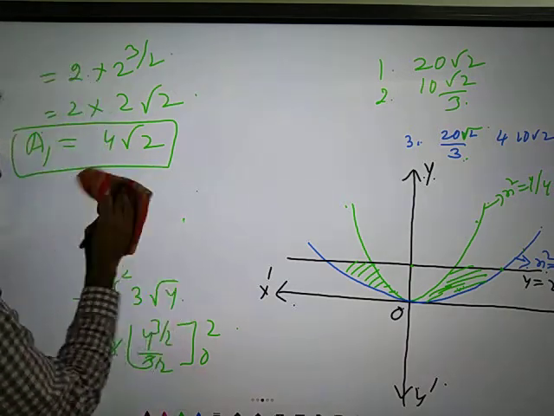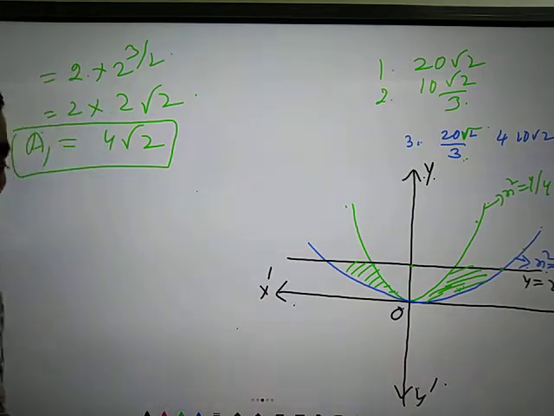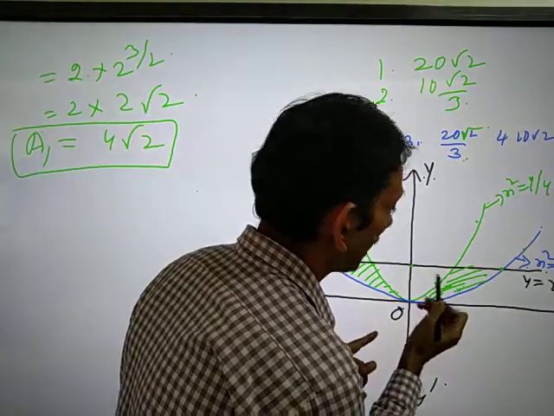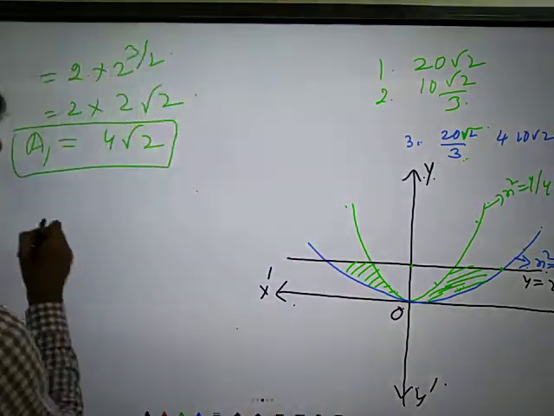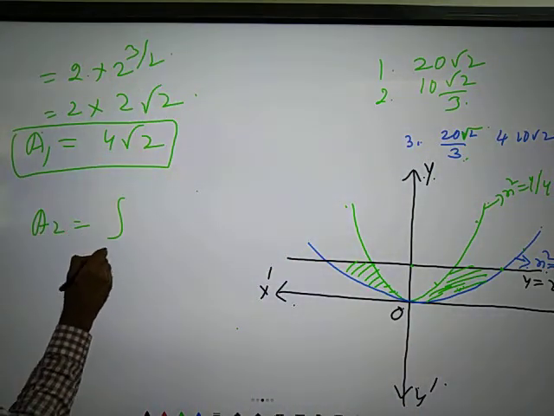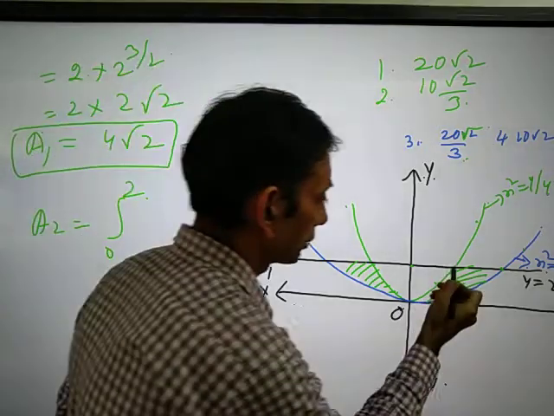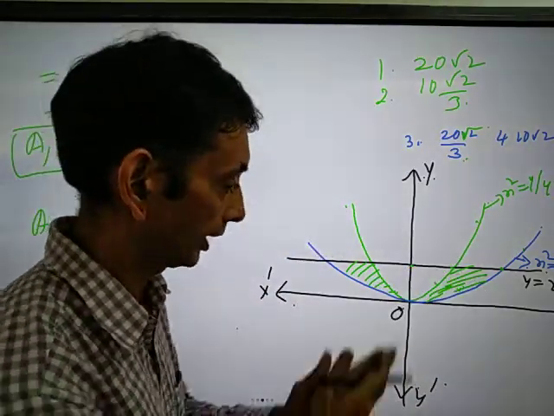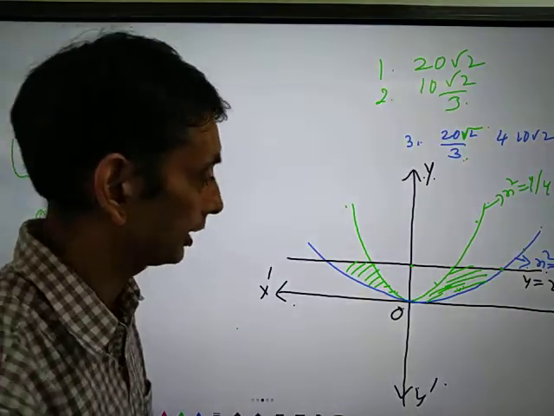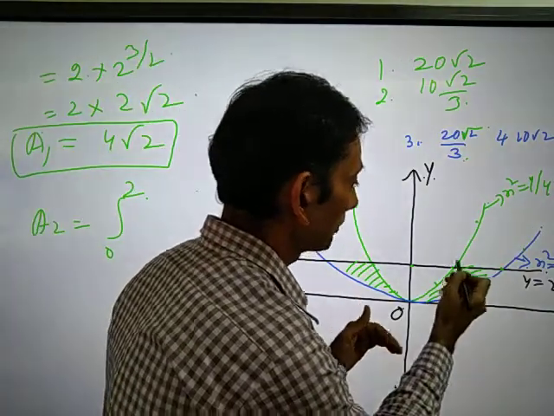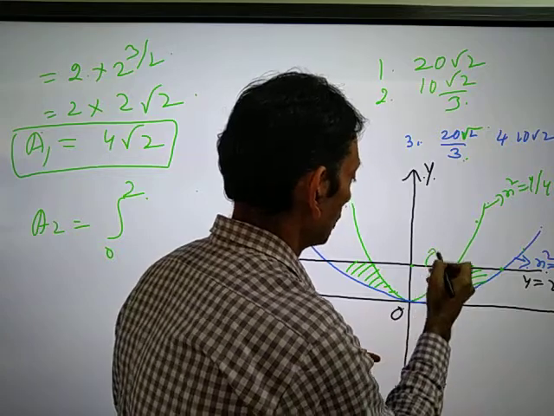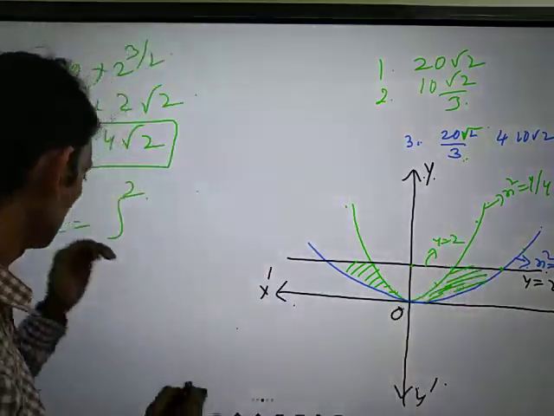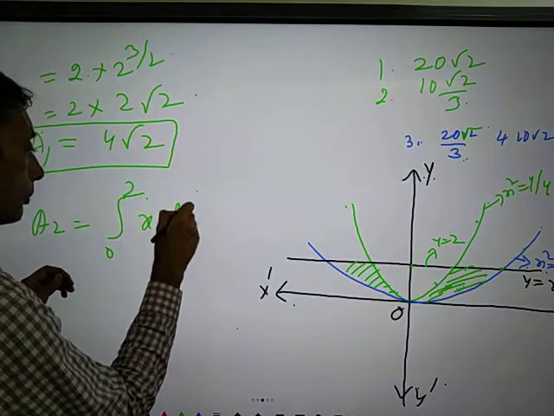Next we'll find out A2. What is A2? A2 is the area bounded by the upper parabola, right? So A2 is from 0 to again 2, because for this point also we can find the x coordinate, but we are interested in the y coordinate. So we know that this is the y is equal to 2 line. So any point on this line, the y coordinate is fixed, that is y equal to 2. So 0 to 2, that is x dy.